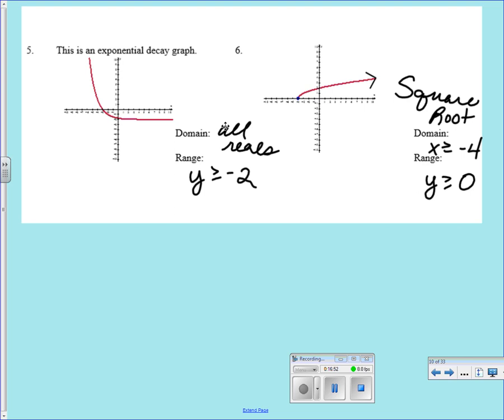So you're going to get a worksheet. What you're going to do is figure out what family it is, and then figure out what the domain and range are. Make sense?